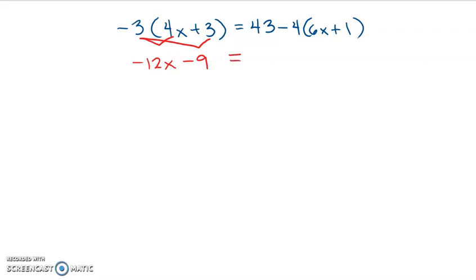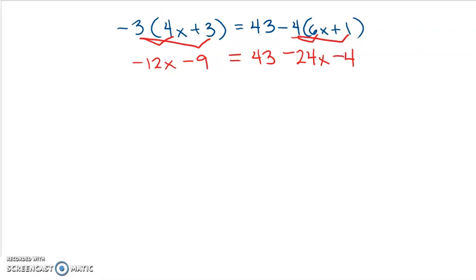On this side, 43 minus 4 times. Okay, so negative 4 is times this, not the 43. So 43 just comes down. Don't make the mistake of distributing that. Only what's attached to the parentheses. So negative 4 times 6x is negative 24x. Negative 4 times 1 is negative 4. Okay, we've cleared our parentheses.